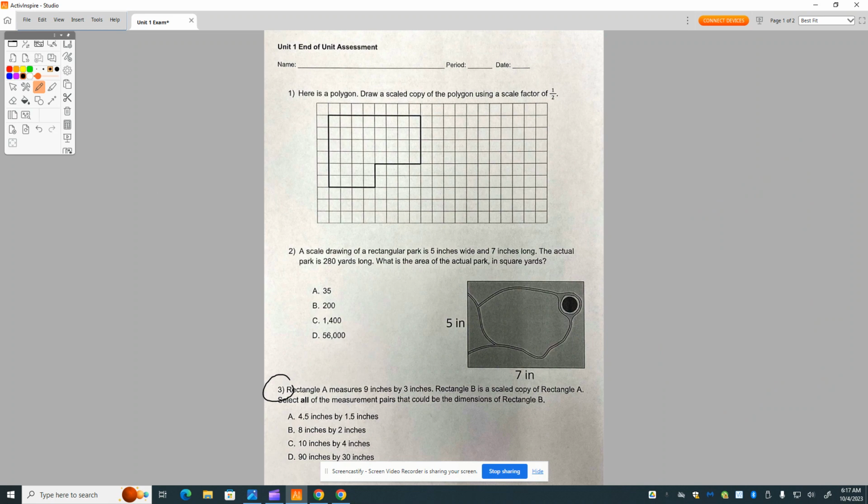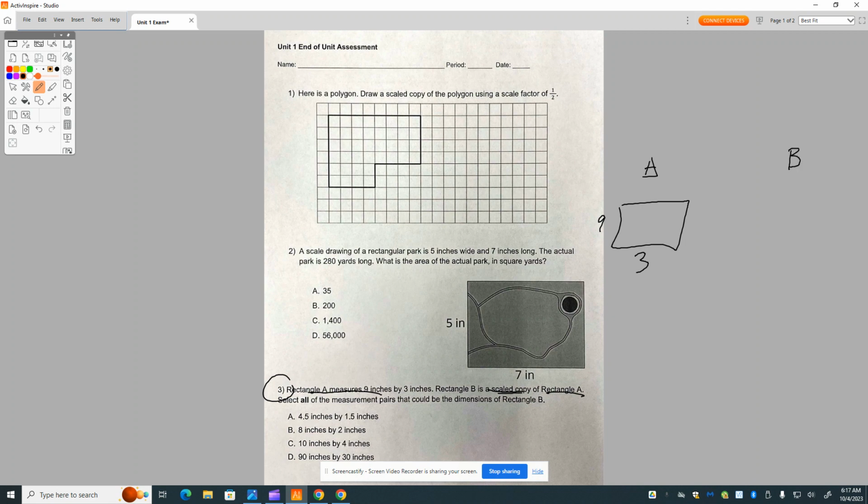All right, number 3, rectangle A has a measurement of 9 inches by 3 inches. So let me go ahead and draw a really quick sketch of that rectangle. Now, of course, it isn't going to be perfect, but good enough for our use. Now, rectangle B is a scaled copy of A. Select all the measurements that could be dimensions of rectangle B.